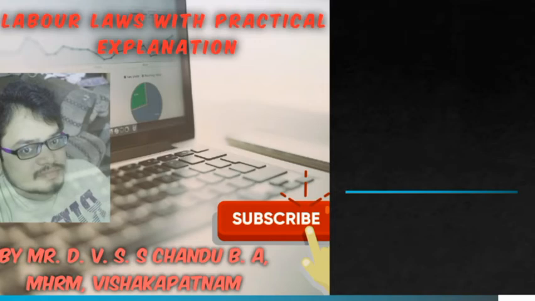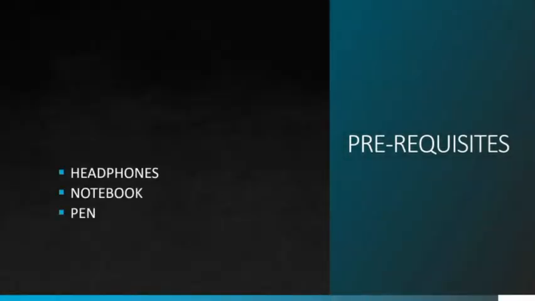Today we are going to discuss labor laws with practical explanation, part 1. Before starting this video, you would like to have these three items with you: headphones, a notebook and a pen, to write something if you are interested, and so you can remember it in future also.